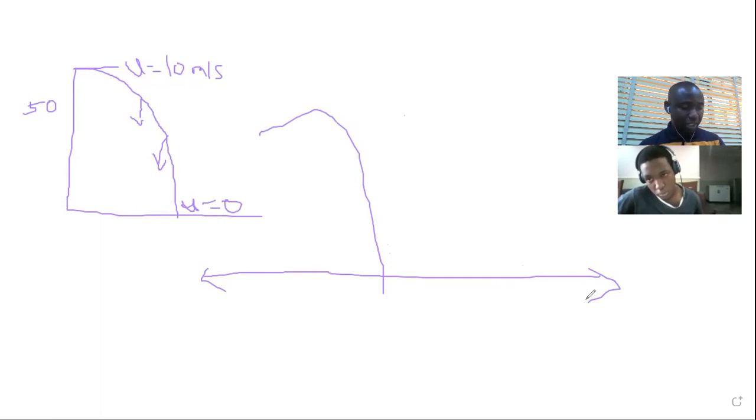Please look at that question again. A and B talk about vertical motion. Question C, calculate the distance from the foot of the cliff. That means, where is the foot of the cliff? This is the foot of the cliff here. Calculate the distance from the foot of the cliff where the ball hits the ground, and this is where the ball hits the ground. So that means there is no influence of gravity at this point.